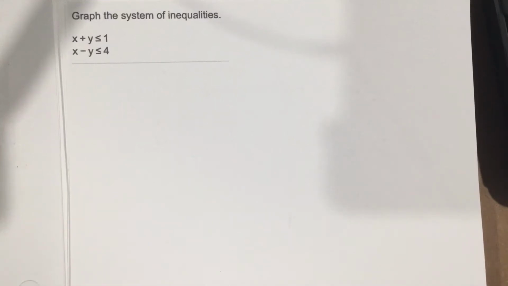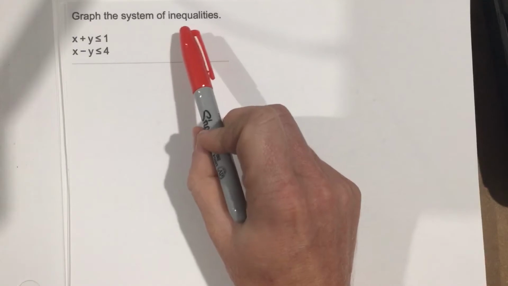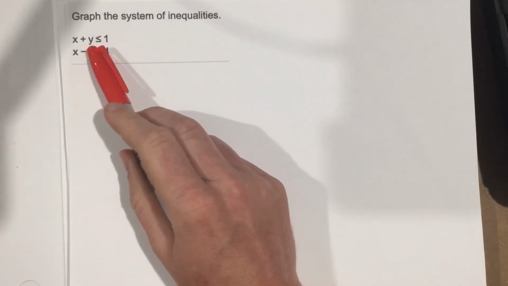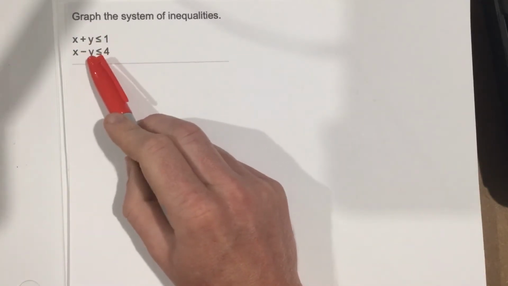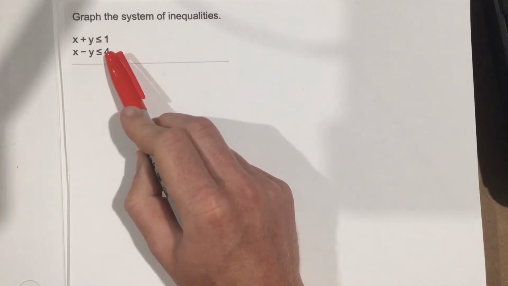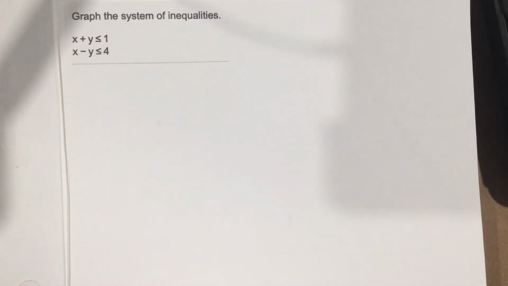This is problem number 3 from section 9.2. It says graph the system of inequalities, and you have x plus y less than or equal to 1 and x minus y less than or equal to 4. First thing we have to do to graph the system of inequalities is we need to write these in slope-intercept form. So we know slope-intercept form is y equals mx plus b.